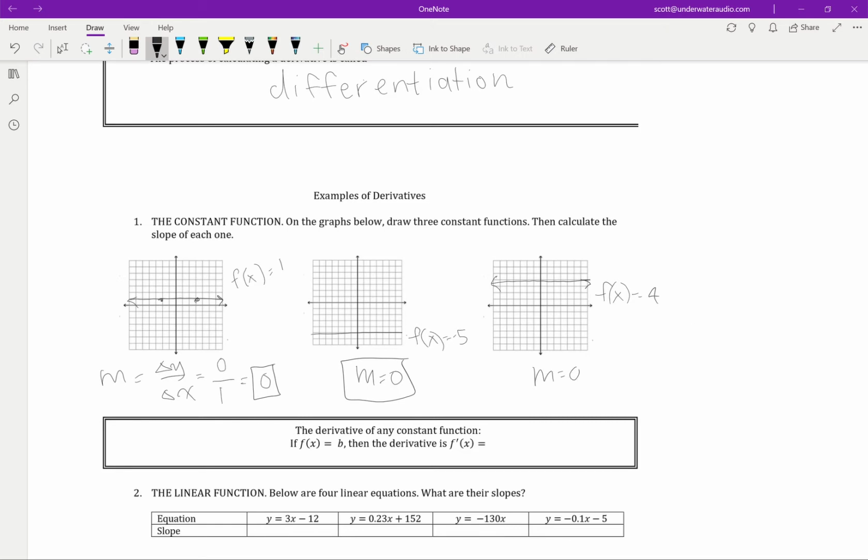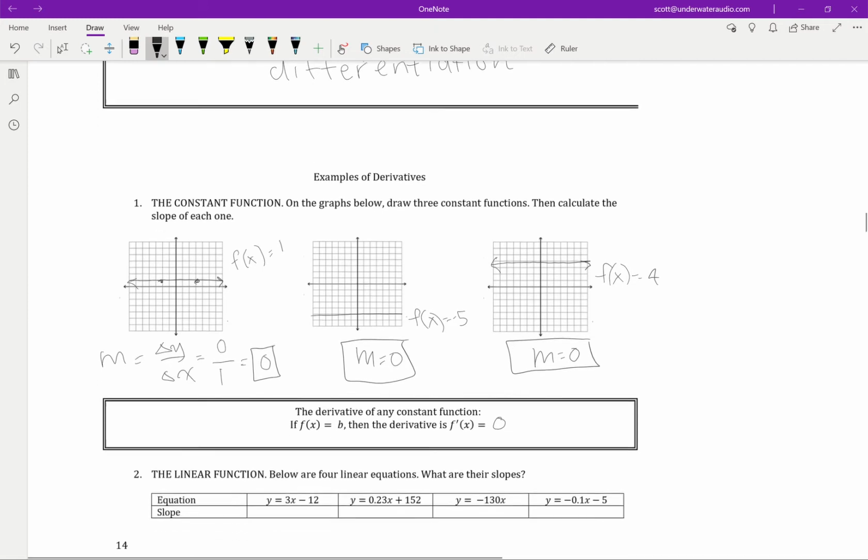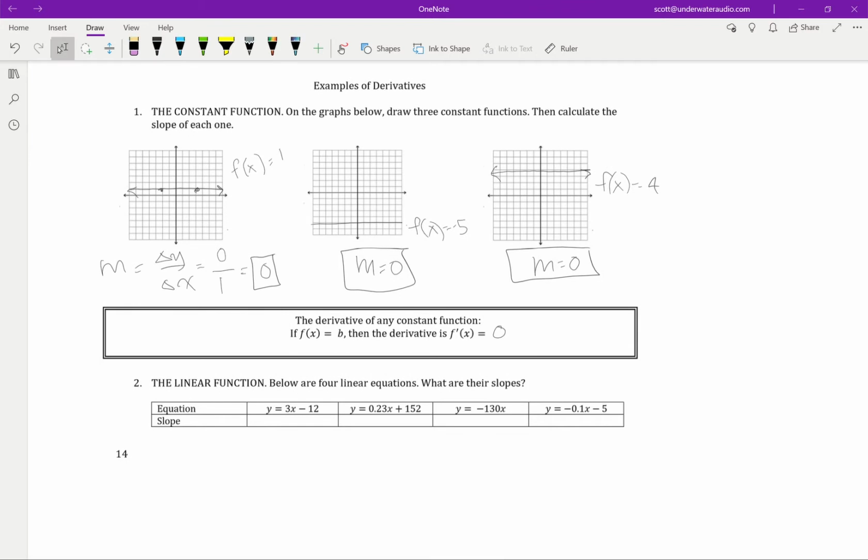So what that's telling me is no matter what the constant function is, the derivative is always going to be 0. So the derivative of any constant function, if f of x equals b, so like a number like 1 or 5 or 4, then the derivative is f prime of x equals 0. In other words, if you have a constant function, the slope of that constant function is 0, so the derivative is 0.